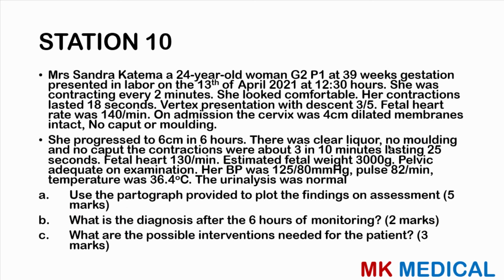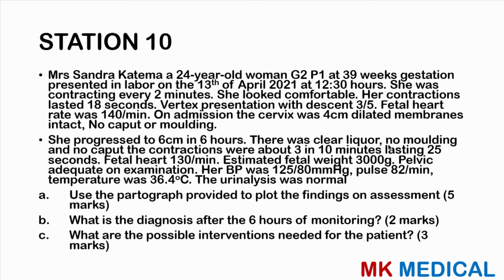And let's move on to the last question. So Mrs. Sandra Katema, a 24-year-old woman, G2 para 1, at 39 weeks gestation, presented in labor on the 13th of April 2021 at 12:30 hours. She was contracting every 2 minutes, so keep that in mind. So it means that if she's contracting every 2 minutes, in about 10 minutes she has 5 contractions. She looked comfortable. Her contractions lasted 18 seconds.